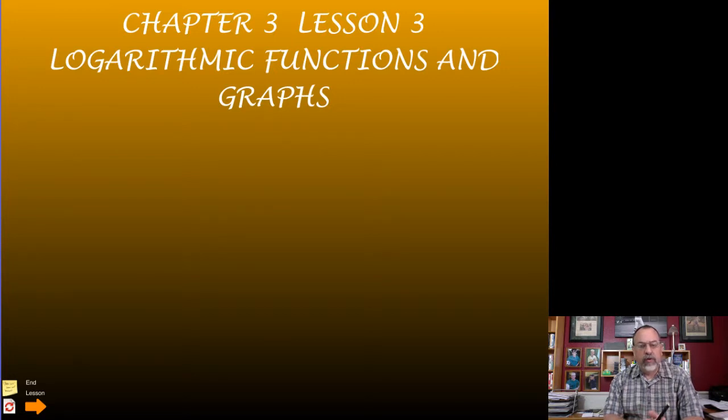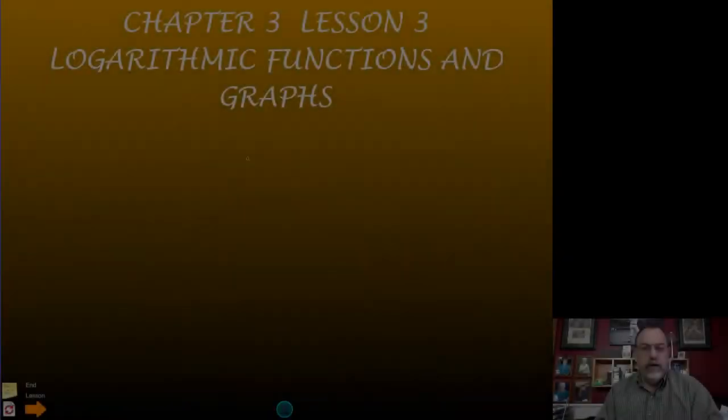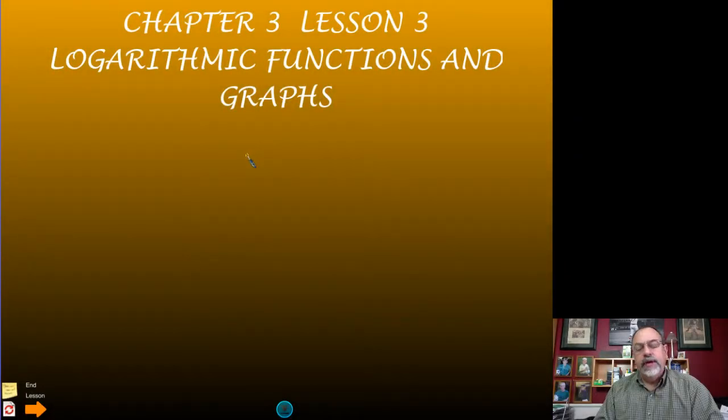So we're going to take a look at inverse functions, we're going to take a look at logarithmic functions, which are inverses of the exponentials that we just looked at. Then we'll look at the properties of logarithms and then how we use these inverse functions to solve equations. Meaning, how do we use logarithmic functions to solve exponential equations, and then how do we use exponential equations to solve logarithmic equations. Chapter 3, Lesson 3 of Pre-Calculus, we're going to look at logarithmic functions and their graphs.